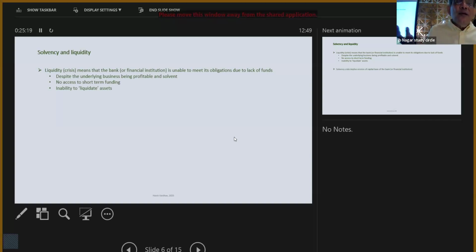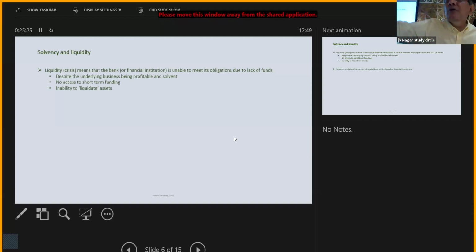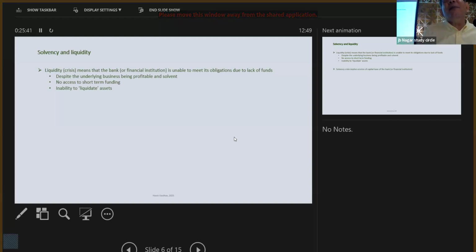So despite the underlying model being profitable and solvent, why does this happen now? If you are an institution which cannot meet your obligations, what is your choice? Your choice is to raise money short-term from somebody: "I am solvent, I have valuable assets against them, please give me money so that I can pay somebody." When that short-term funding freezes is when you hit a liquidity problem. And this happens because you can't liquidate your assets.